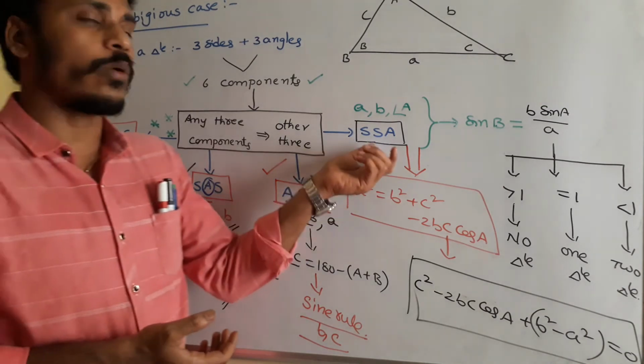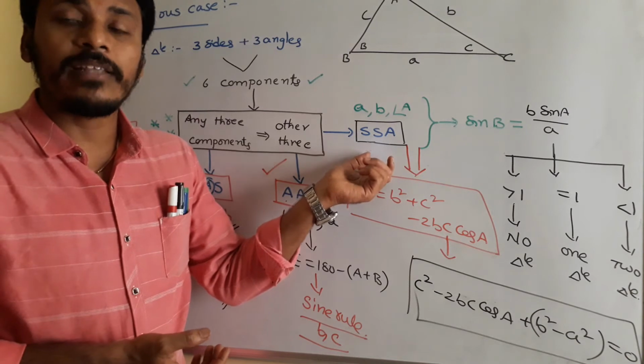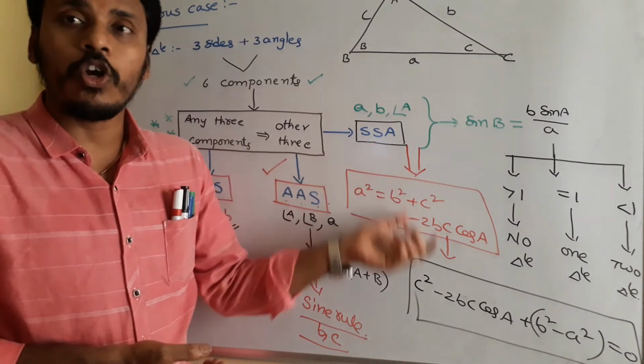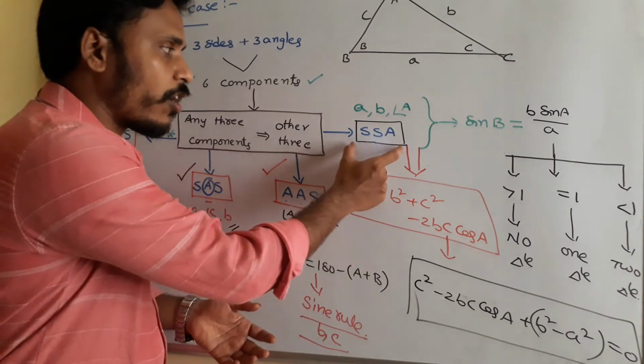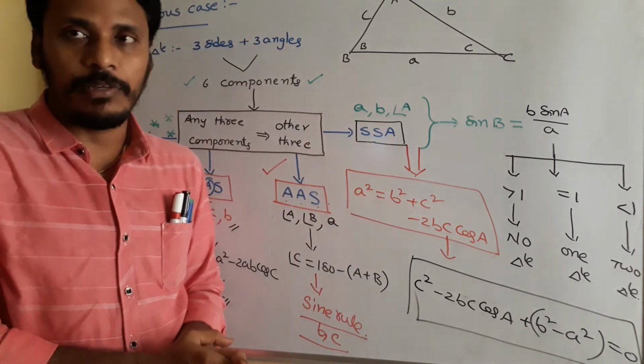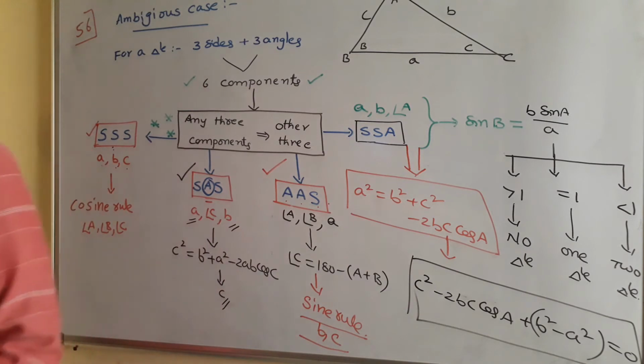But the last case, which is somewhat complicated, where 2 sides and 1 angle are given, is usually called the ambiguous case. Okay, I will erase it and then I will concentrate on the last case, which we are calling ambiguous. Just have a look.